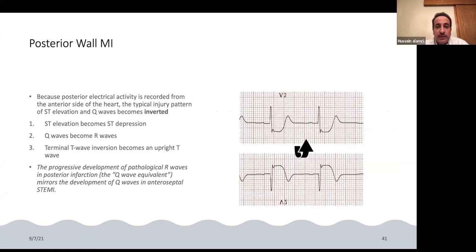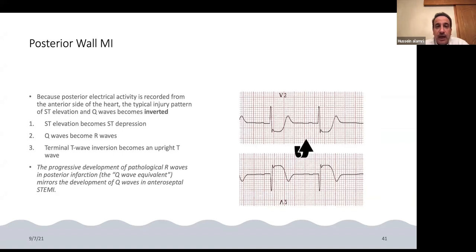Usually the best is V2 to indicate the posterior wall MI, because the posterior wall is recorded from the anterior side, that's why the ECG changes will be the opposite. You will see ST depression rather than ST elevation in V1 to V3 or V4, but usually up to V3. So if you take V2 and revert it, you will see that there is an ST depression.